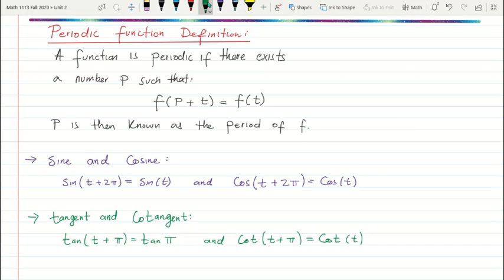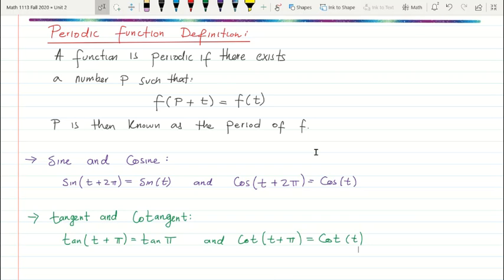Periodic functions are functions that just repeat themselves. The definition that we have here is that a function is periodic if there exists a number p such that the function evaluated at t plus p gives you back f of t, the function evaluated at the value t. So it's almost as if the value of p doesn't have an effect after some point. So p is then known as the period of f.